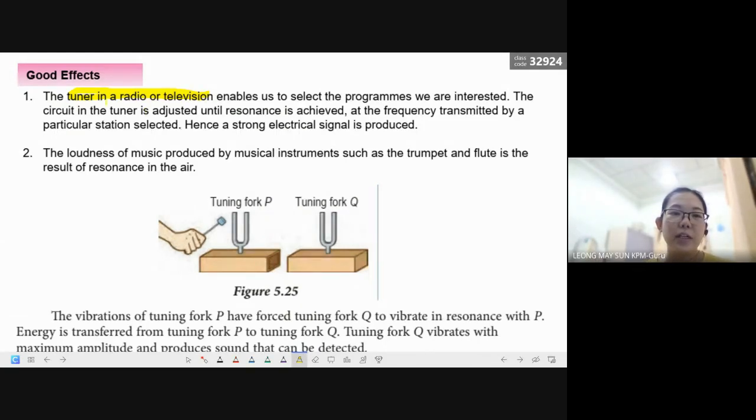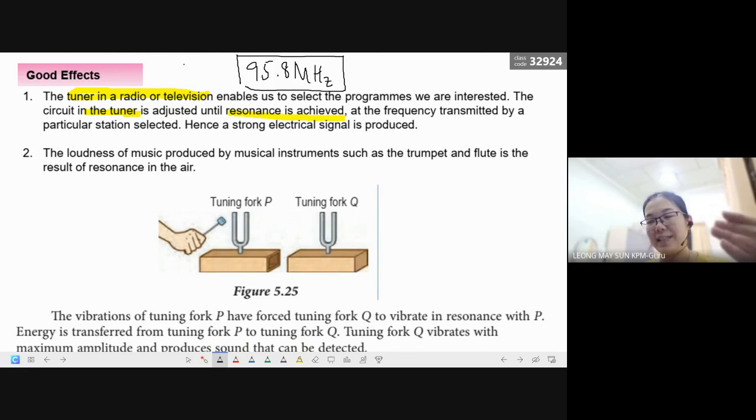So when we do this, the circuit in the tuner is adjusted so that resonance is achieved. Like for example, if you want to listen to Hits FM, example 95.8, this is megahertz, this is the frequency. So this is the frequency at the Klang Valley area that Hits FM is sending out its signal.